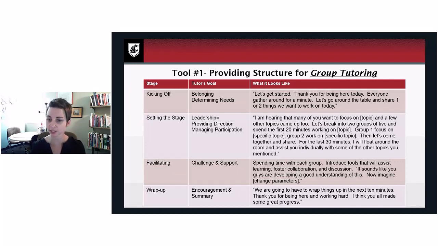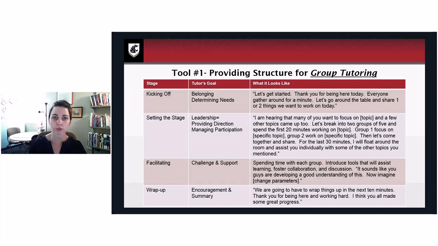So you announce, hey, let's get started. Really glad everybody's here today. I'd like us to all gather around for a minute. Just go around the table and share something that you want to be sure you get out of today's group tutoring session. So that's one way to kick it off. Really anything that gets everybody involved and gives everybody an opportunity to share what they need would work.